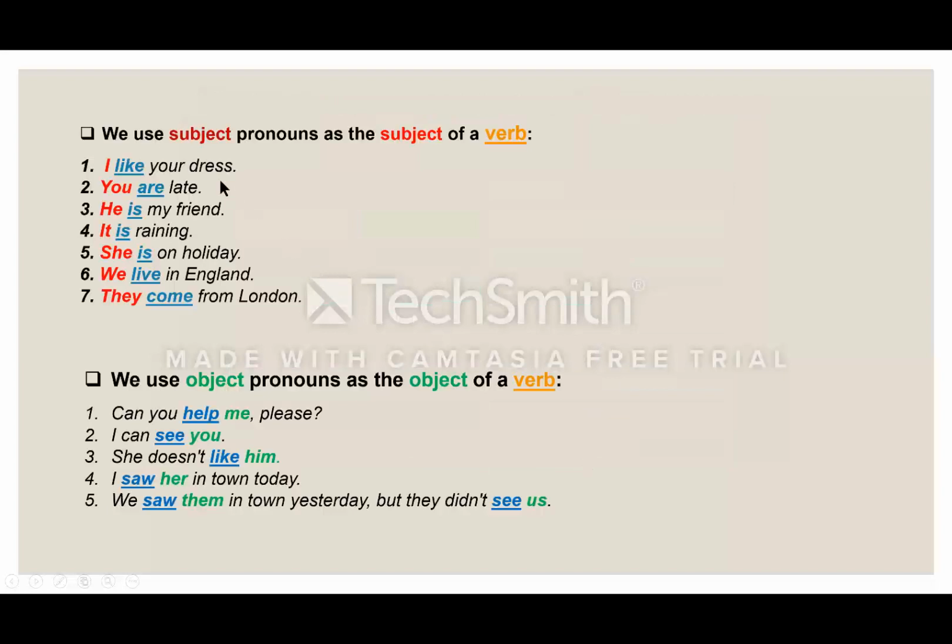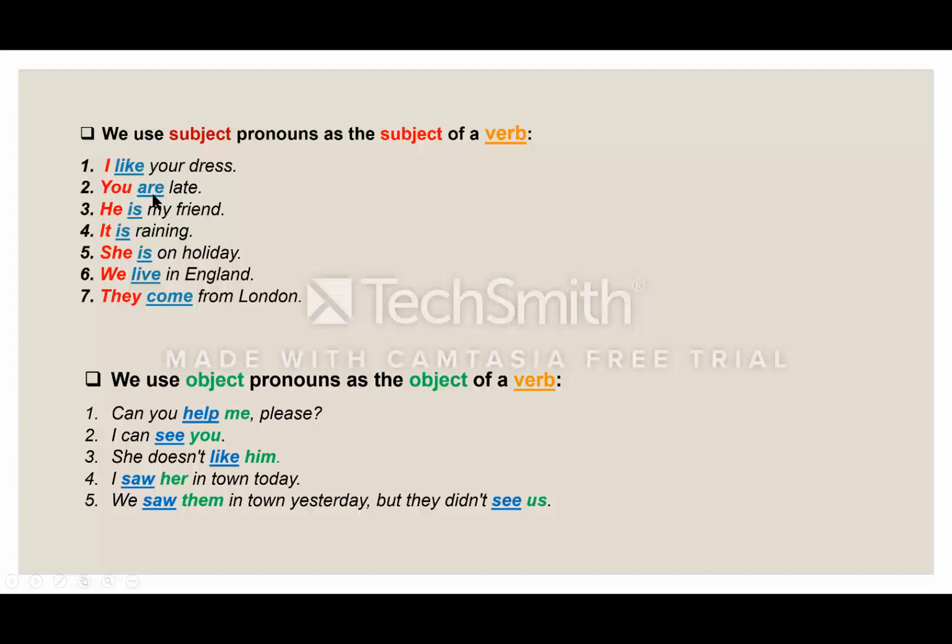Now, subject. Look at the red ones, they are the subject. Subject pronouns are the subject of the verb. As we said, subject pronouns come before the verb. Look at the blue ones here, they are the verbs. I like your dress. I is the subject. Like is the verb.